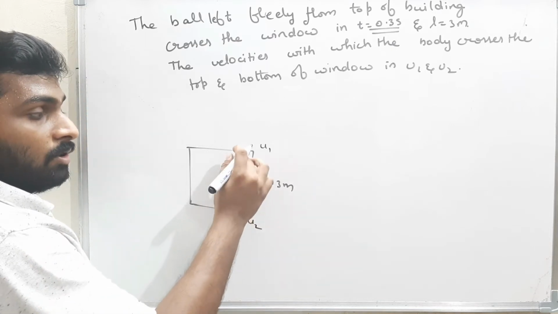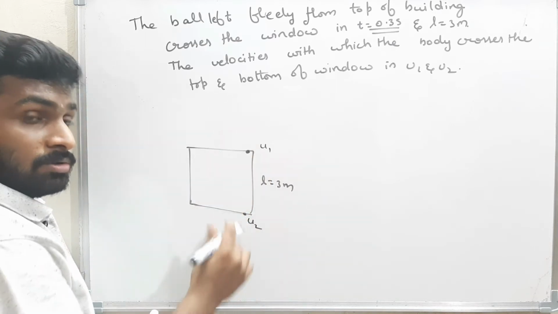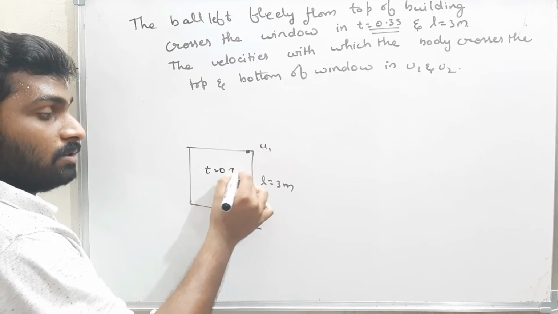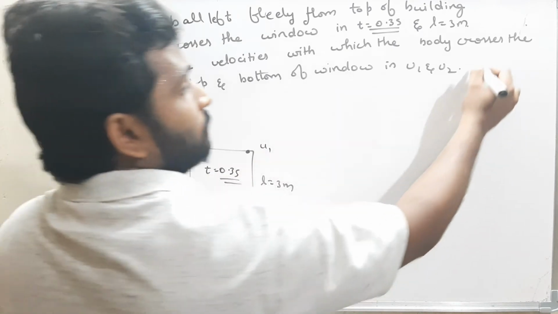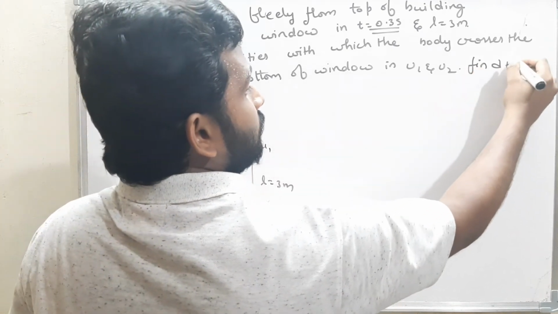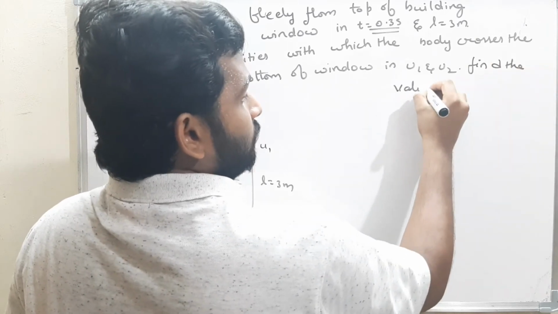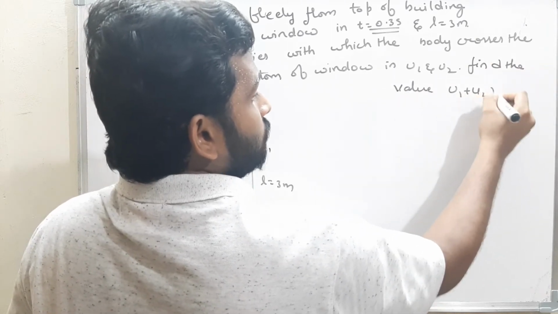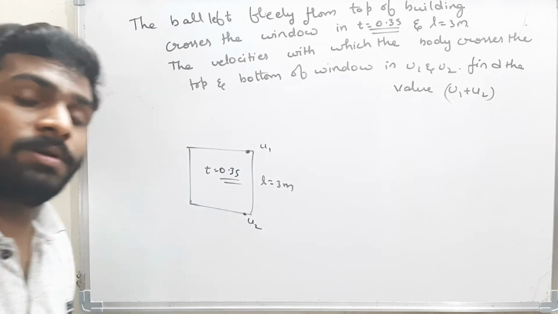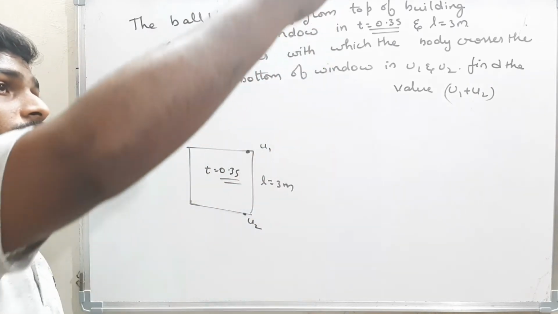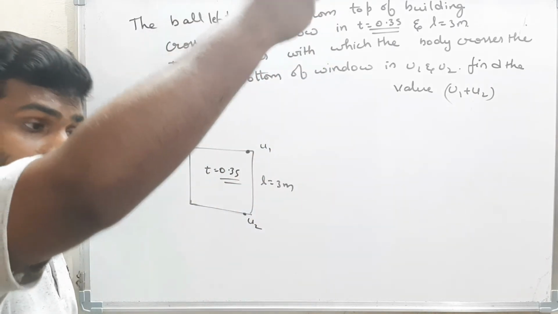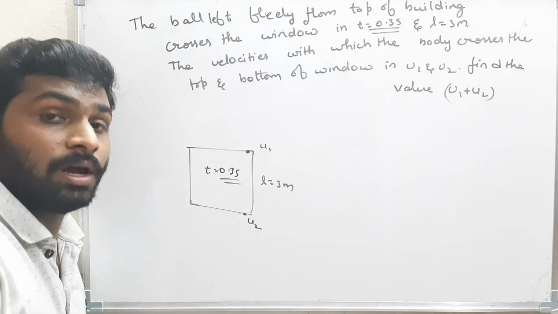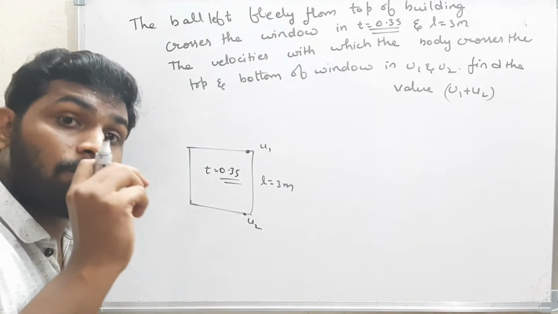Now the time taken by the body to cross this window is 0.3 seconds. Now they told us to find the value of u1 plus u2. They told us to simplify the value of u1 plus u2. Now see here, whenever they leave the body freely, that means the body is falling down under acceleration due to gravity. That means it is a uniform acceleration.